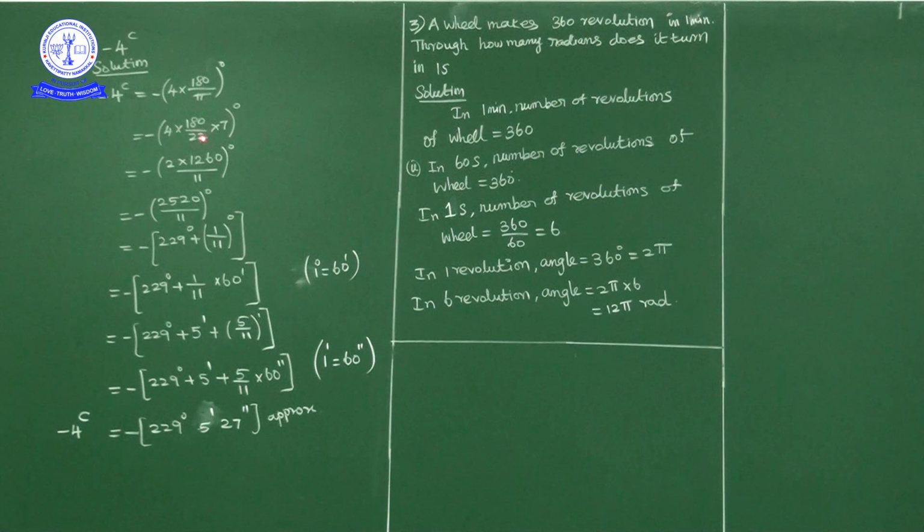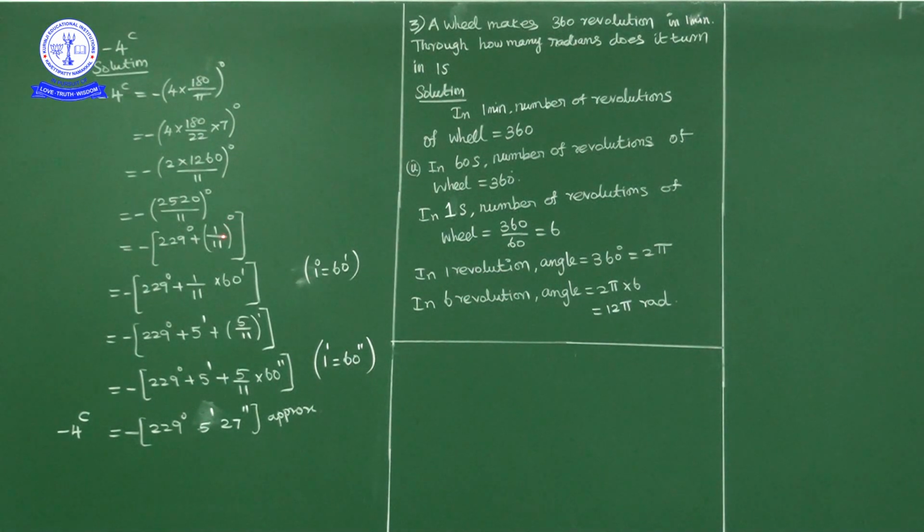So 2's and 11's, the 2 cancels here. 2 into 180 into 7 is 1260 by 11 degrees. So 2 into 1260 is 2520, 2520 upon 11 degrees. The minus is there and will continue throughout. If you divide 2520 upon 11, we get 229 plus 1 upon 11, a mixed fraction, quotient and remainder. So 229 degrees plus 1 by 11th part of a degree.